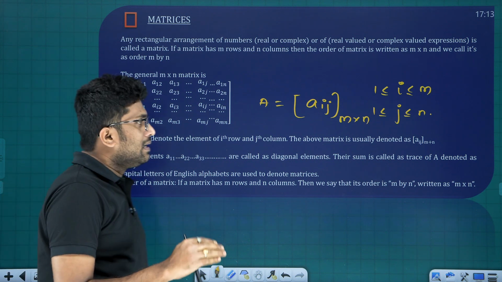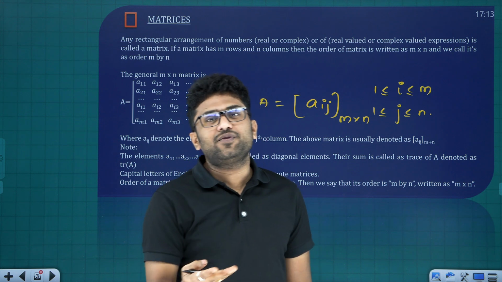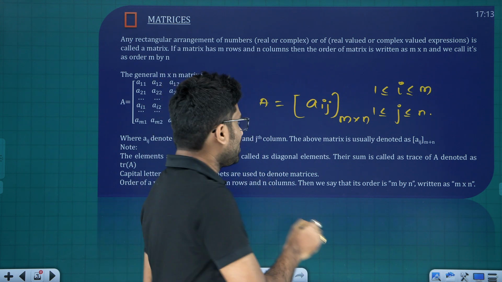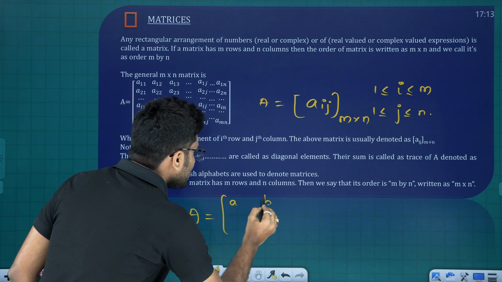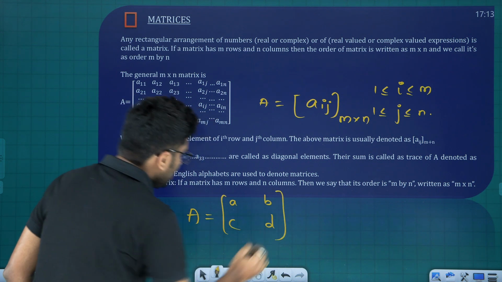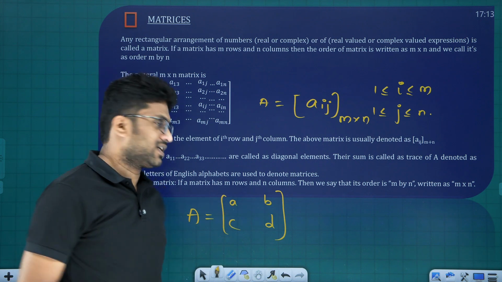Now in general, matrices are denoted with capital letters, and the elements of a matrix are denoted with small letters. In general, let's say matrix A is equal to the matrix with elements a, b, c, d. Matrices are denoted with capital letters, elements are denoted with small letters.